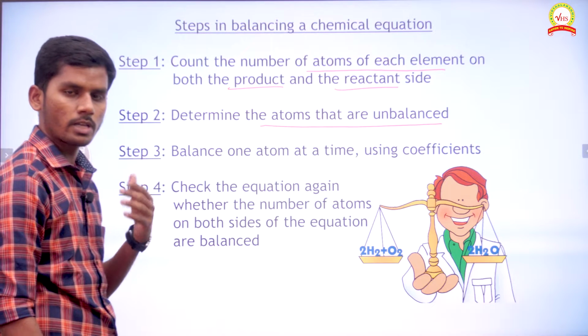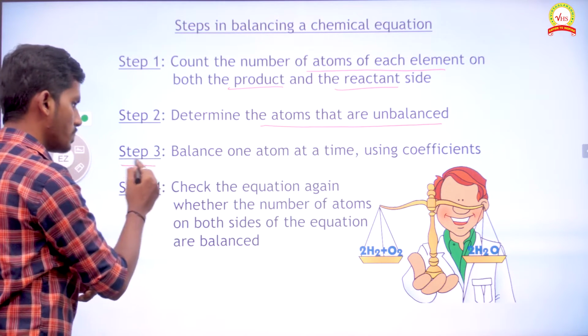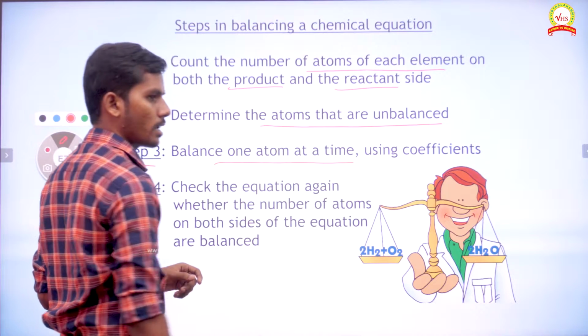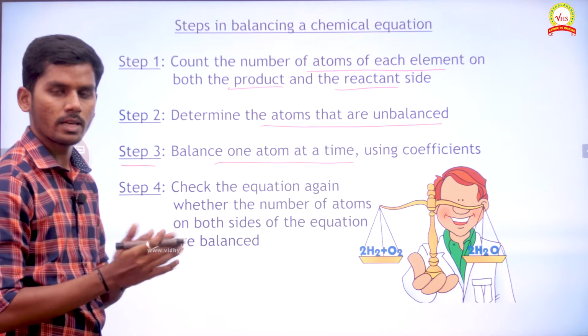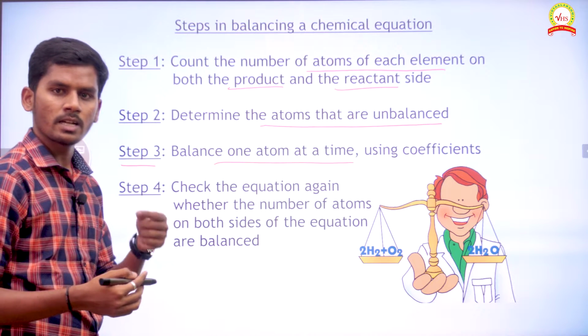You have to check which atoms are unbalanced on both sides, the reactant side and the product side. Step 3, balance one atom at a time. We should not balance all the atoms at the same time. It is wrong. So, to make it easy, balance each atom at a time.